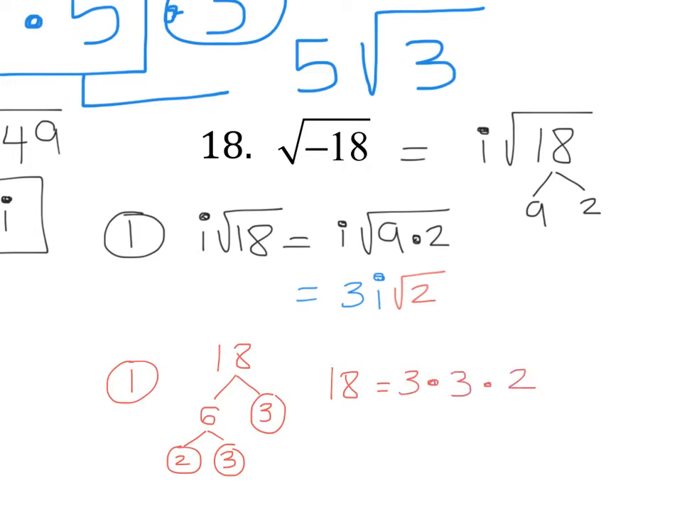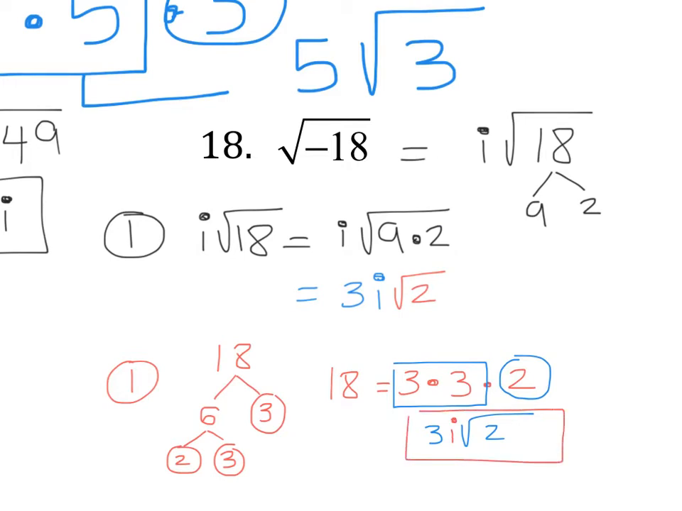Now, as you can see, I have a pair of the 3. So 3 leaves the radical, 2 is alone, so it stays inside the radical. So the answer is 3 radical 2. But don't forget the i, because we have a negative from the beginning under the radical. So let's put it between them, because it looks nicer there. And that would be my final answer.